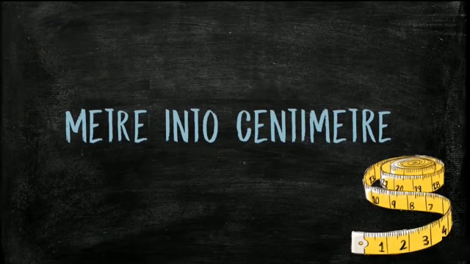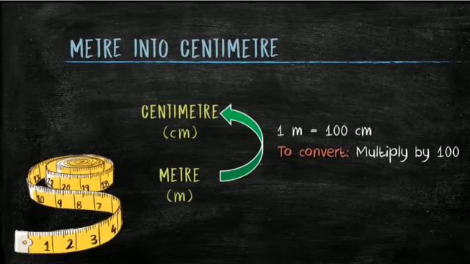Students, let's see the conversion of these units. Meter into centimeter. Whenever we are converting meter into centimeter, we use a formula. The formula is 1 meter is equal to 100 centimeter. When you are converting meter into centimeter, we multiply that particular number by 100.